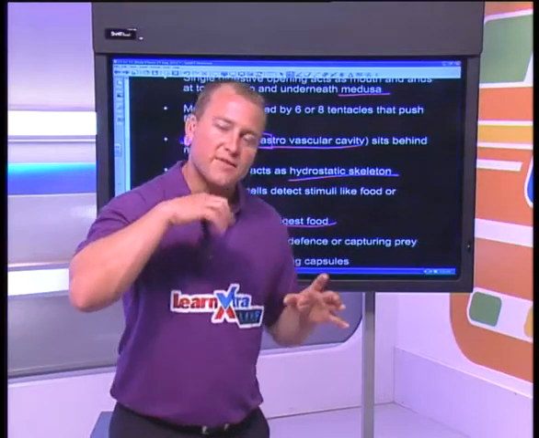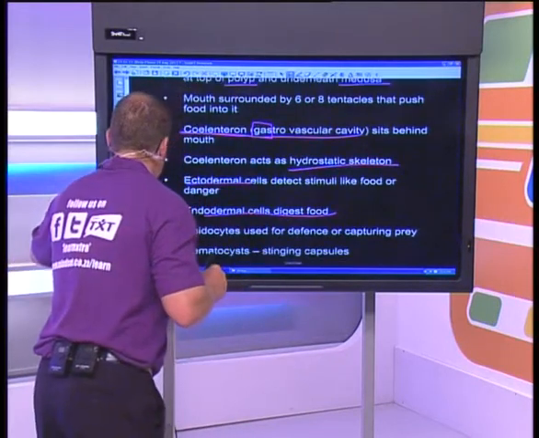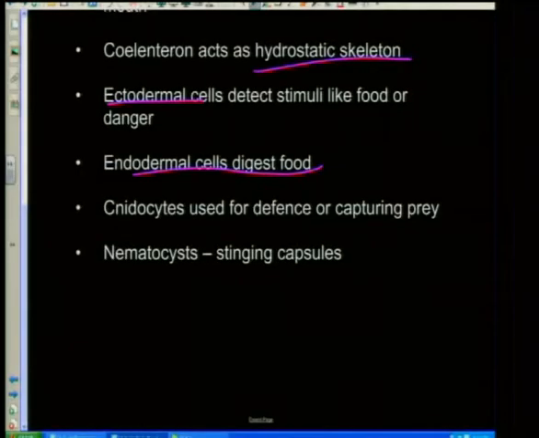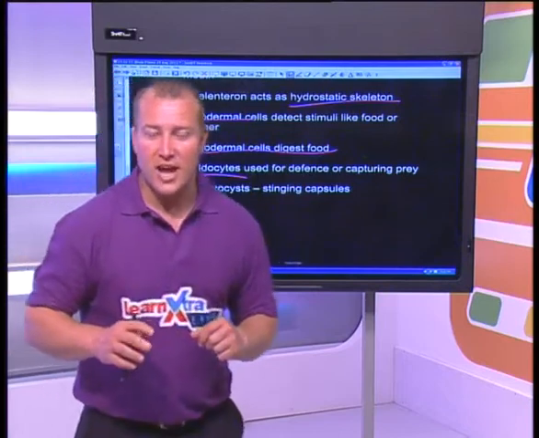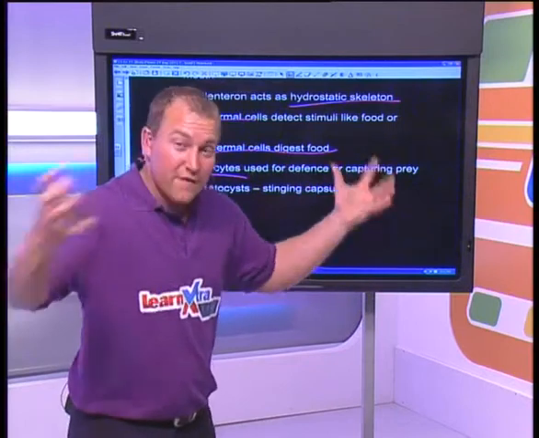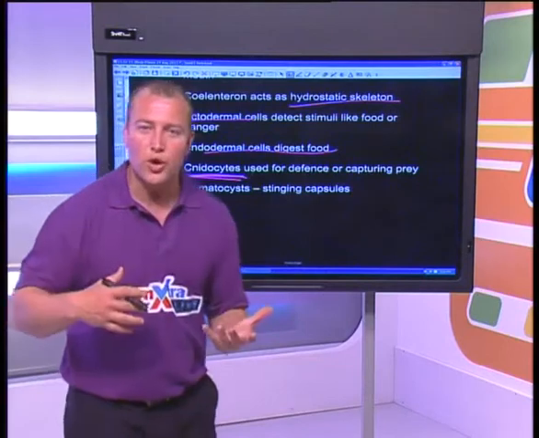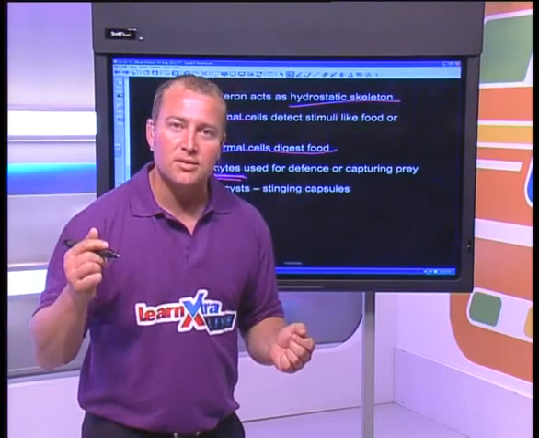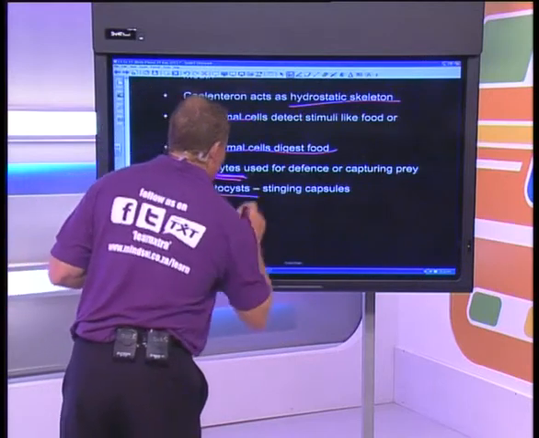So that's what these tentacles are like. The ectodermal cells and the endodermal cells digest food, plain and simple. Now, what I've done is I've explained what these cells are first, and now I'm going to start giving you the names. Let me bring it up here so we can actually have a look at it. There is the first name, nido cells. They are used for defense and for capturing prey. They catch the stuff and bring it in. Write it down, do what you need, because it's an important word. You must be able to label it. Very, very important.